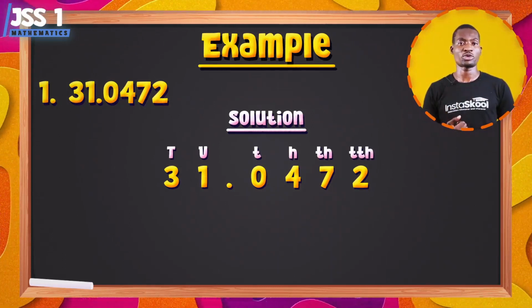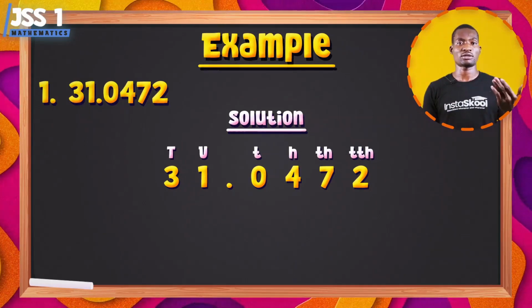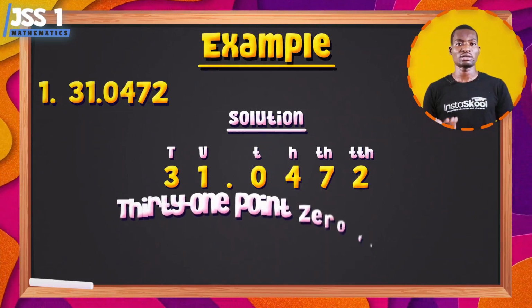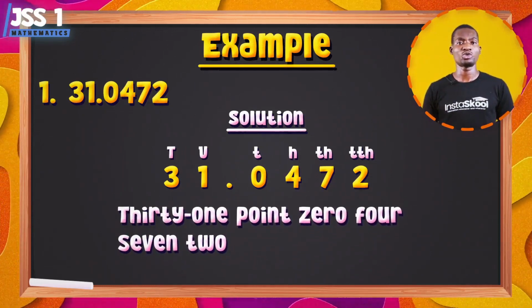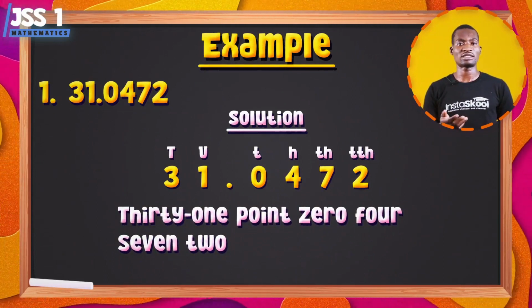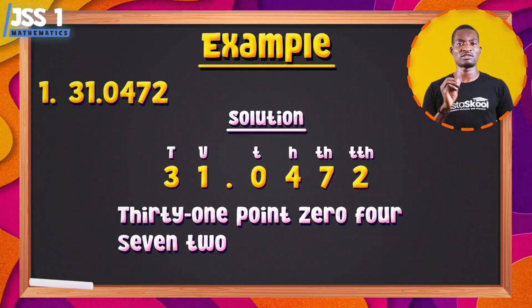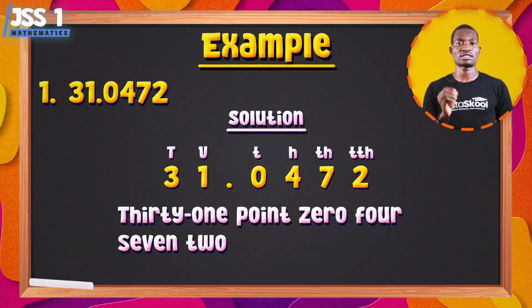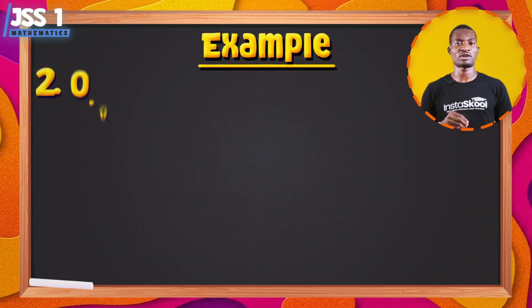So how do you pronounce 31.0472? That is 31.0472. You'd notice that numbers after the decimal point are pronounced as single numbers. That is 0472.